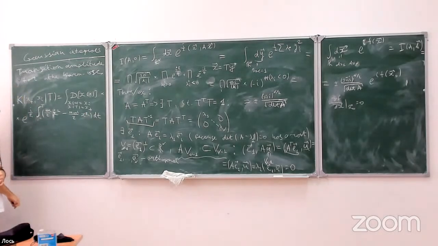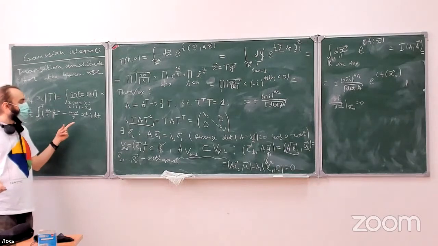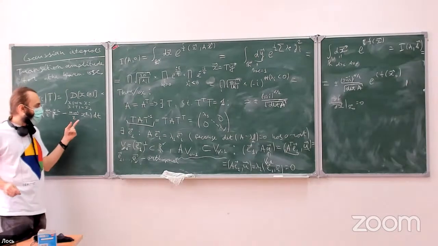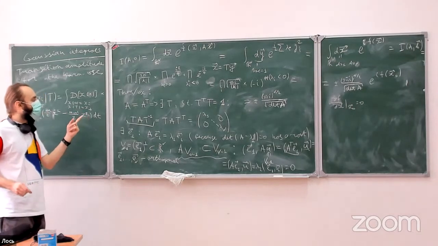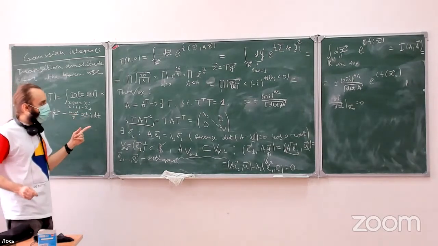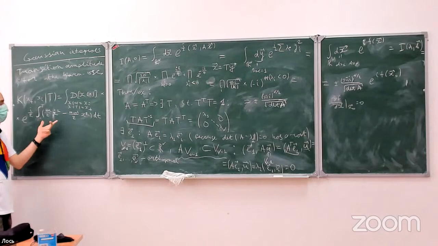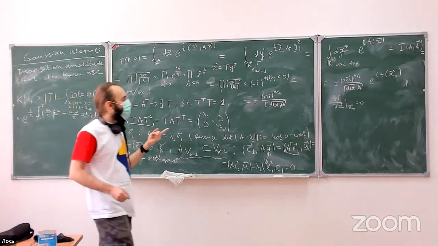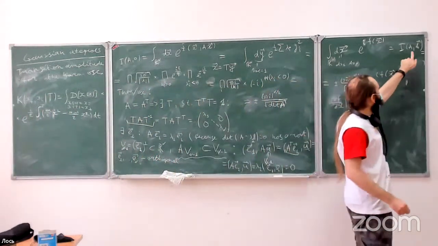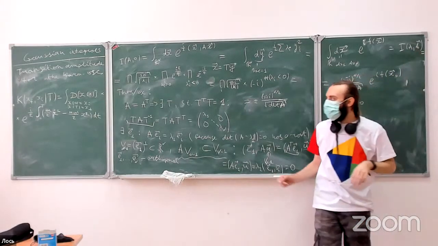Okay, so now we see that this integral has a form very similar to what we had here, but we need to think a little bit to understand why it corresponds to something with non-trivial b and not just something with only quadratic form.